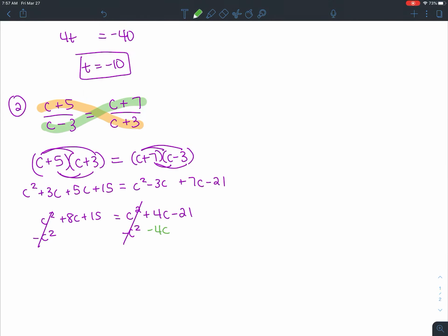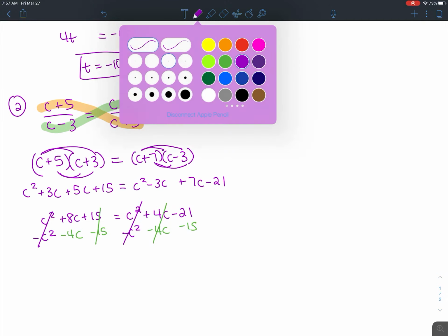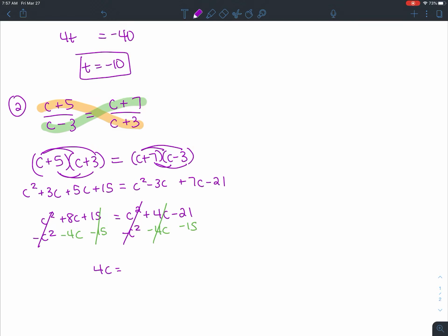Now I'm going to subtract 4c from both sides. That cancels out over here. Then I'm going to subtract 15 from both sides so that I can get the variable on one side. And I get 4c equals negative 36. So c is negative 9. Now again, let's check.